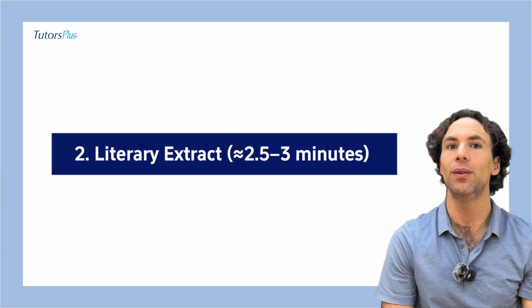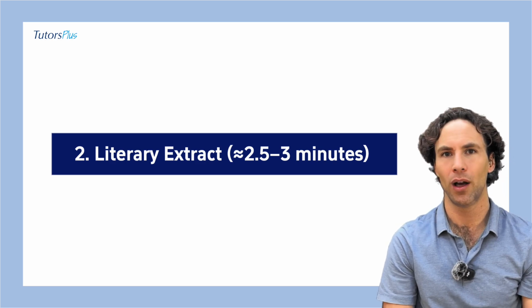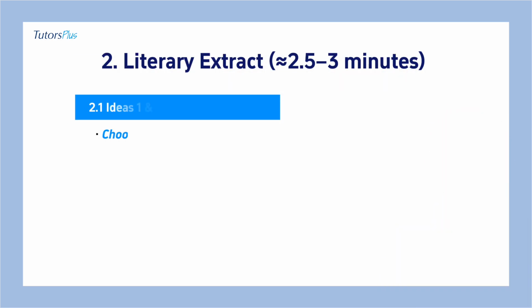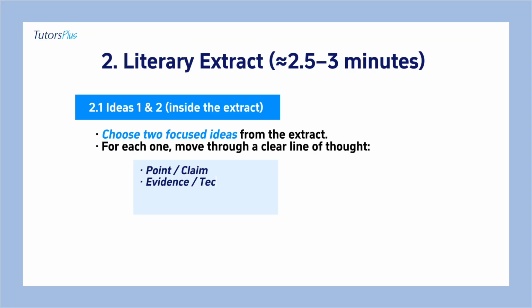Then we move into our literary extract for ideas 1 and 2, in about 2.5 to 3 minutes. You're choosing 2 focused ideas from the extract. And for each one, you're moving through that clear line of thought: the point or the claim, the evidence or the technique, the analysis, and the link to the global issue.